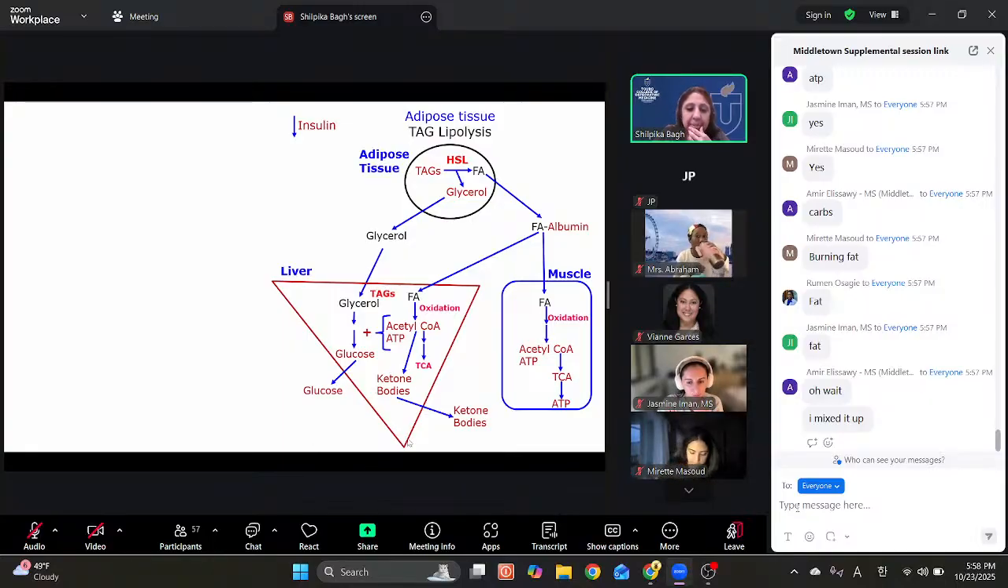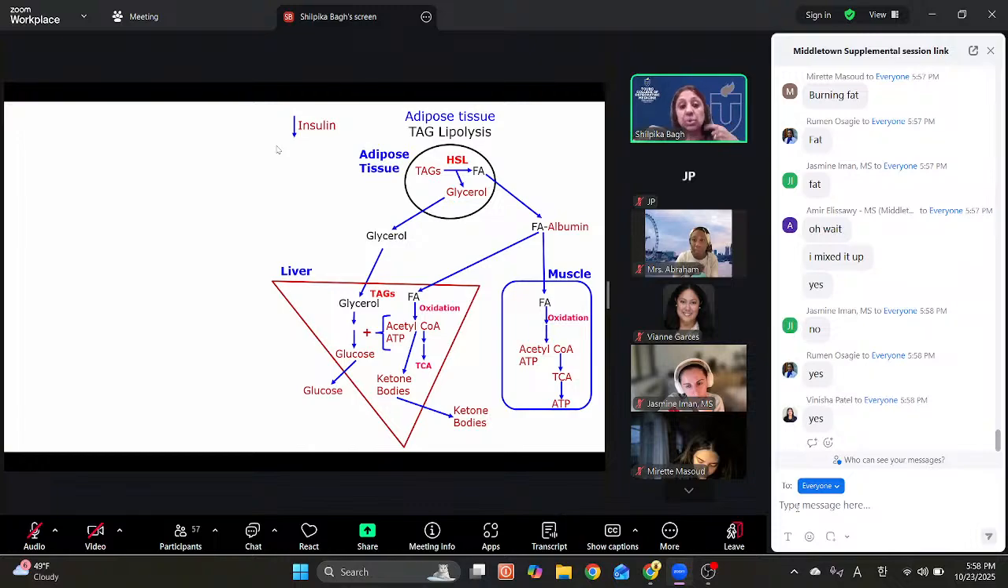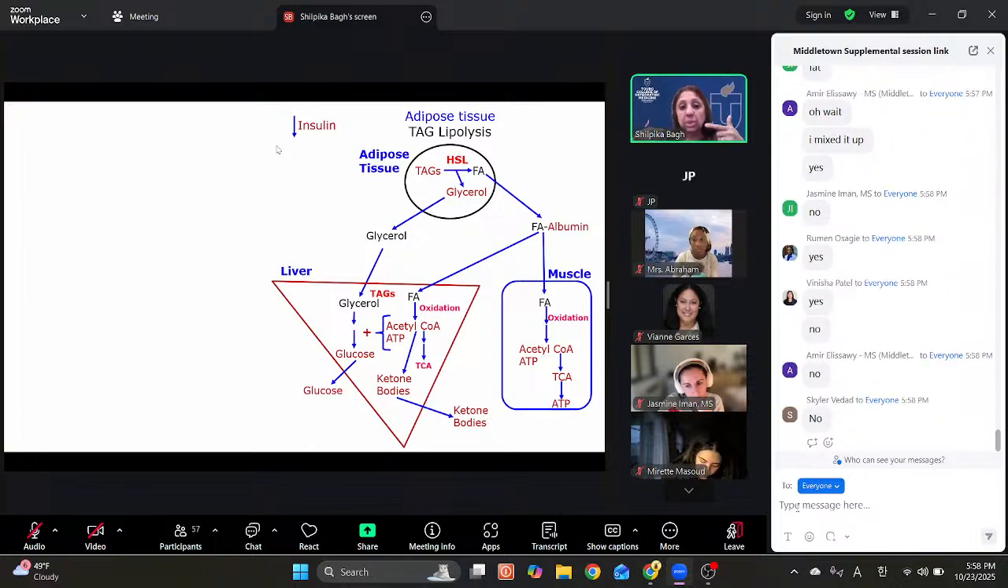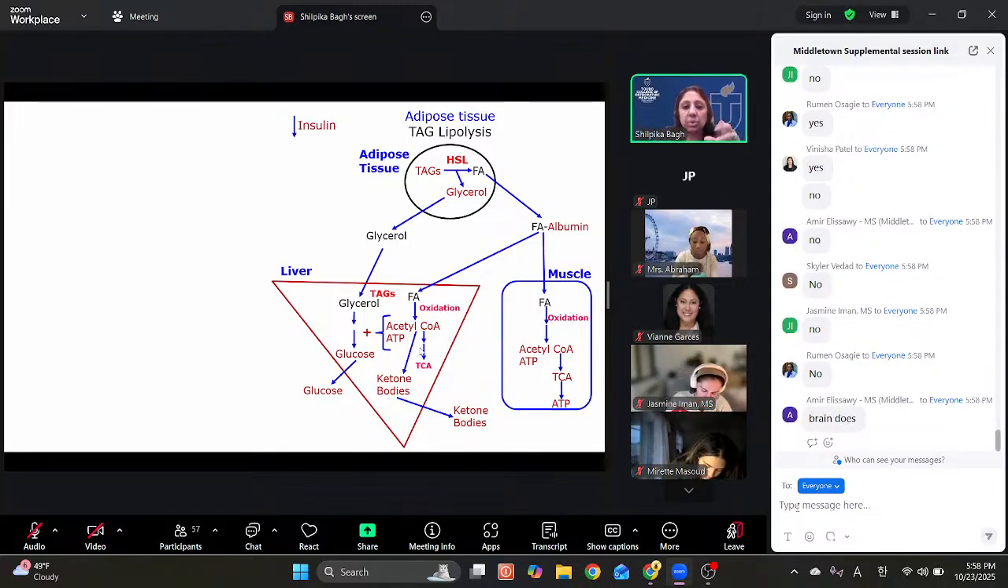Now, who will tell me, this is also very important, does liver form ketone bodies? Yes. But does liver utilize ketone bodies? No, please know that fact very well. Liver forms ketone bodies but does not utilize them. What are ketone bodies utilized by? Extrahepatic tissue. Which one? Very good. Brain and muscle.